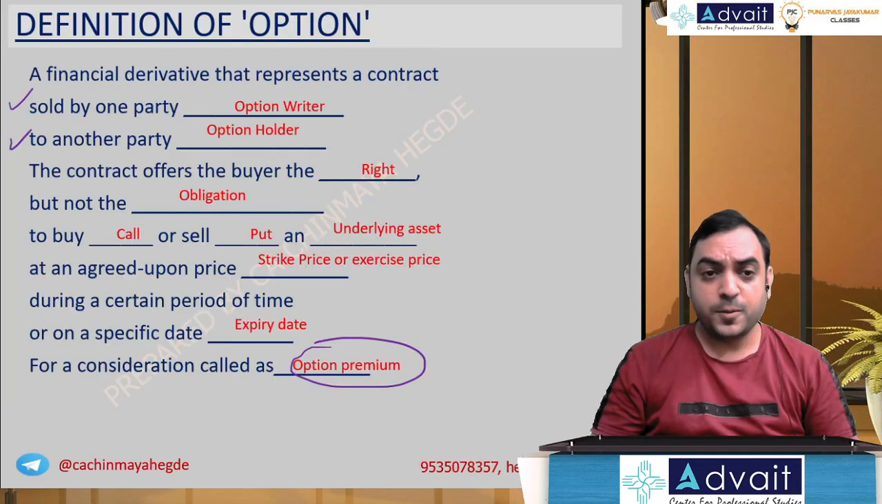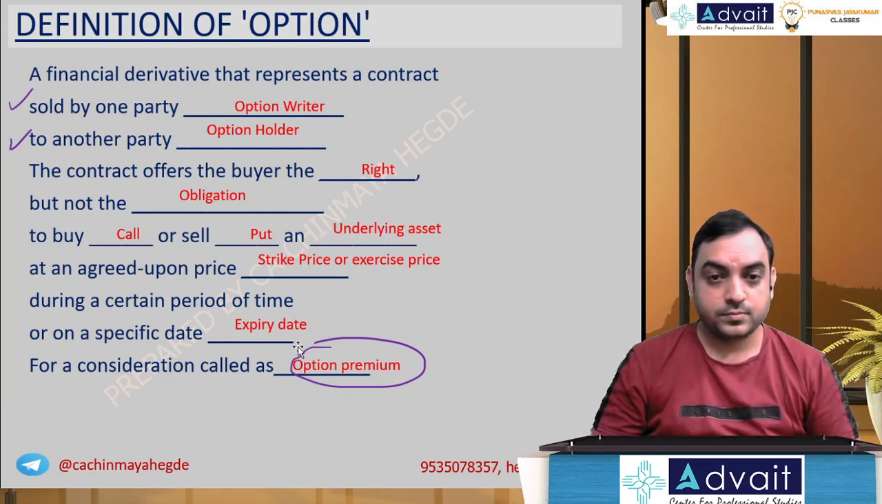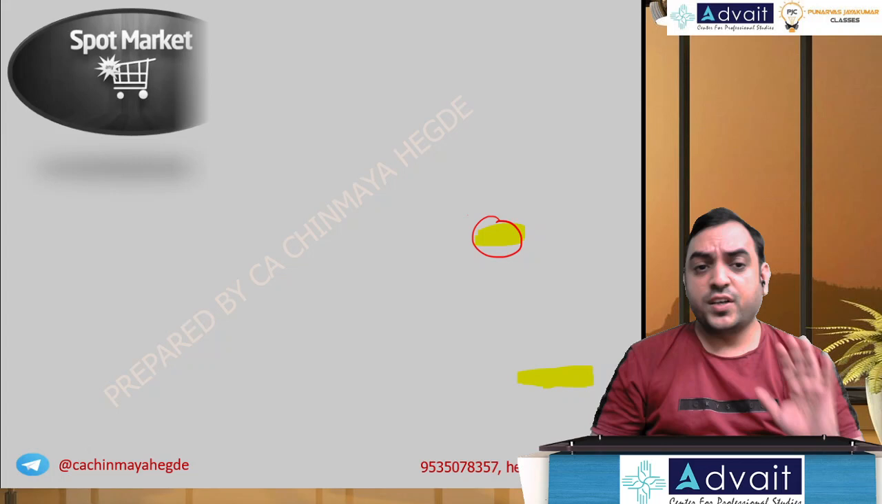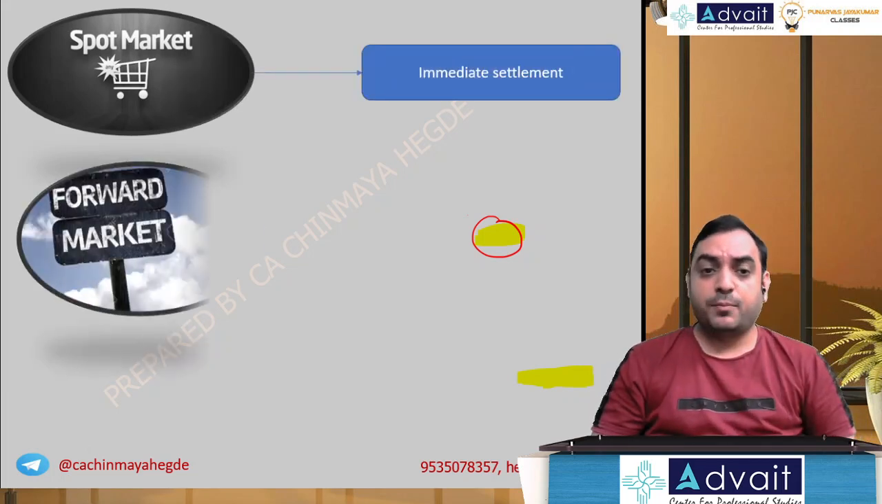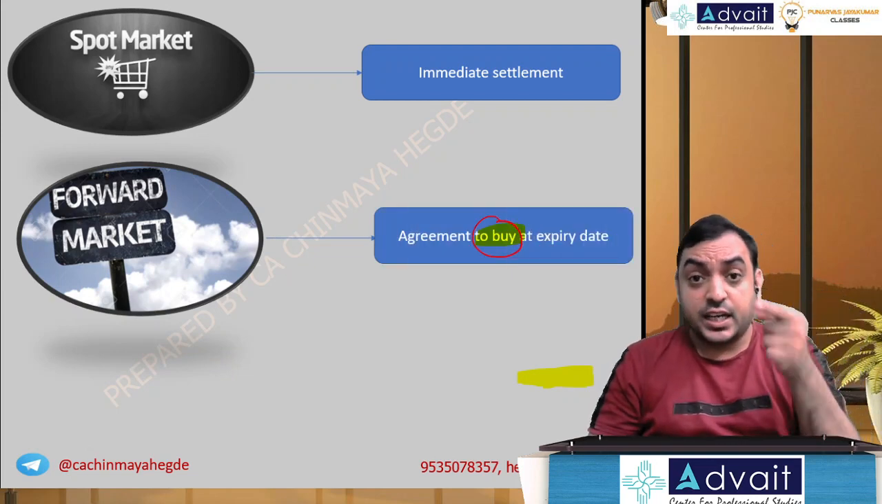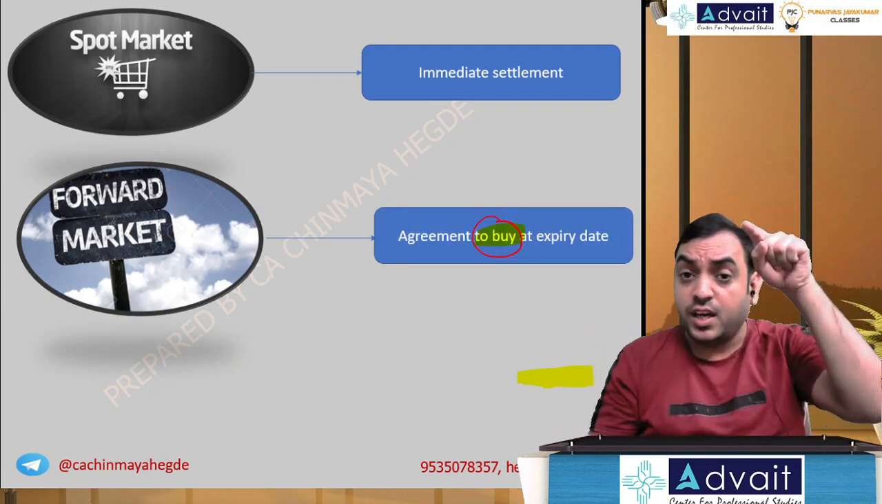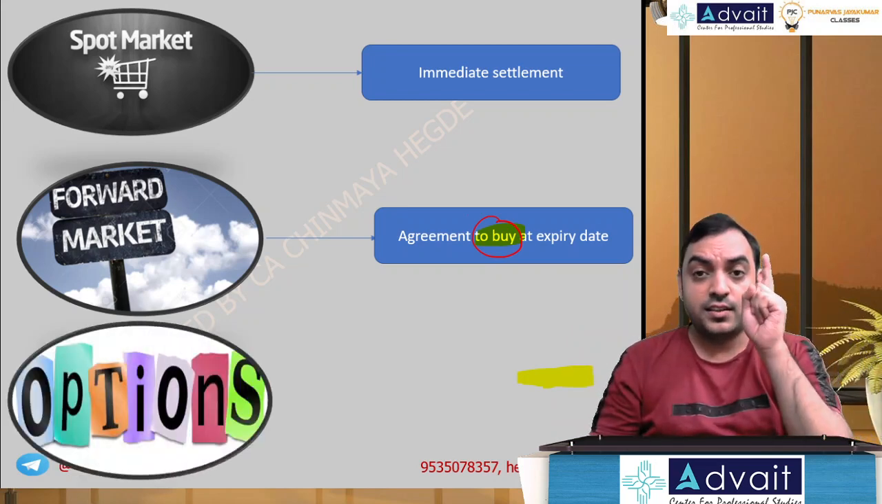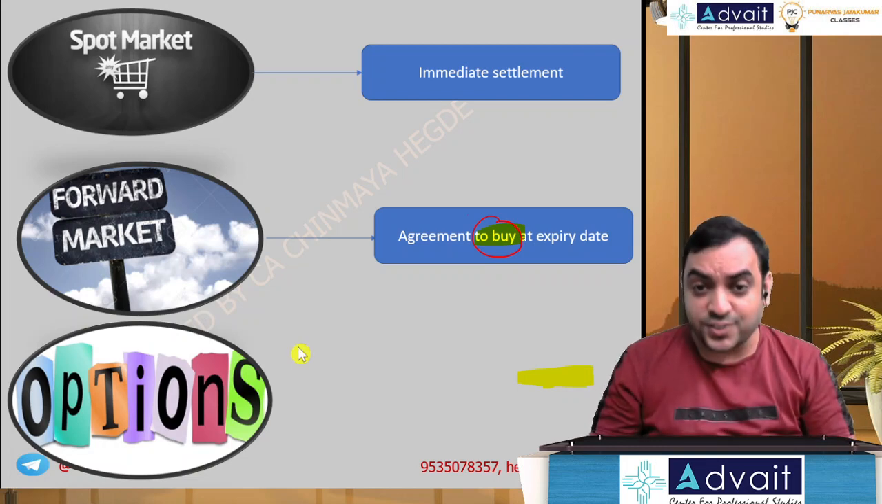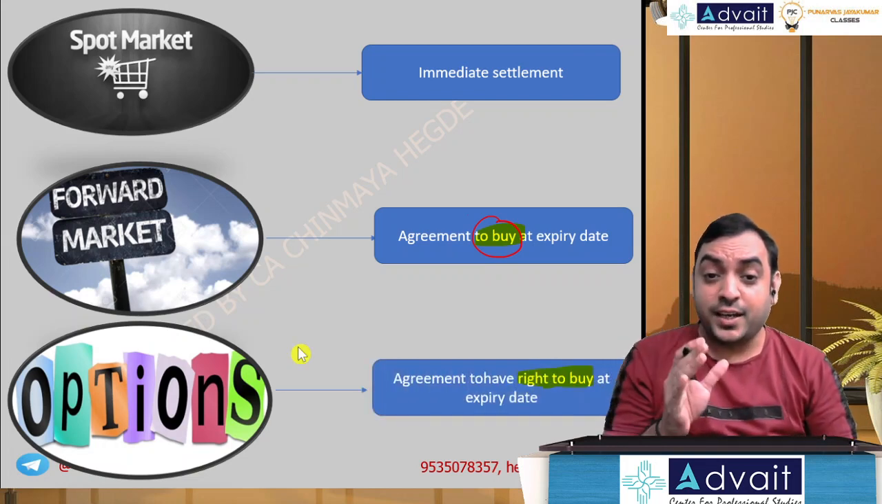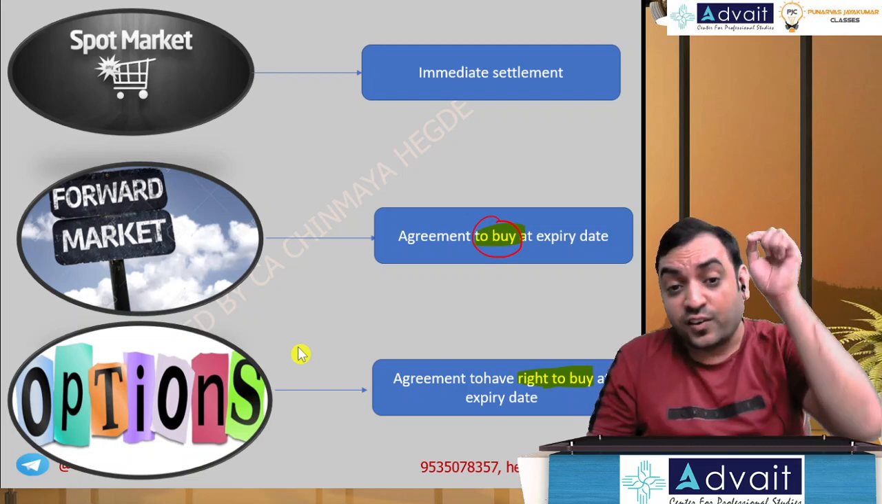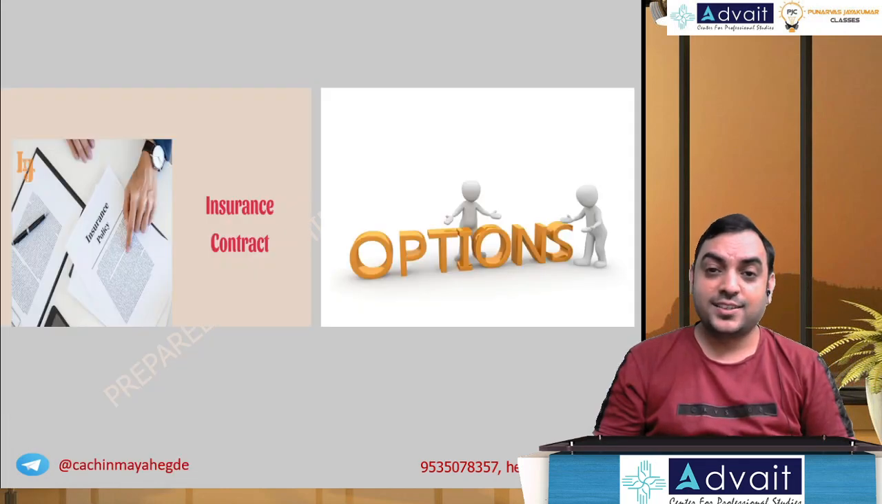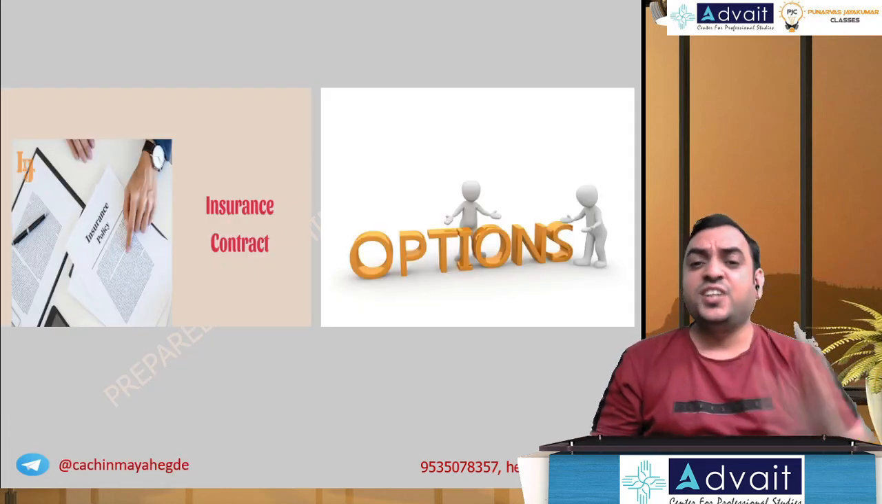Okay, now let me give you the basic understanding of this. Then I'll go through each term in detail. First take a look at this. In the spot market, it is immediate settlement. In the forward market or future market, it is an agreement to buy at a certain price. The other party agrees to sell at a certain price. Please pay attention here. In the options market, it is not an agreement to buy, it is an agreement to have a right to buy at an expiry date. So option contracts are very much like insurance contracts.